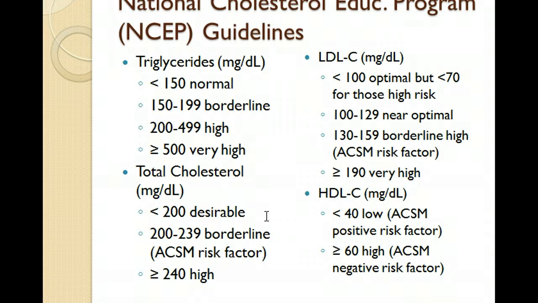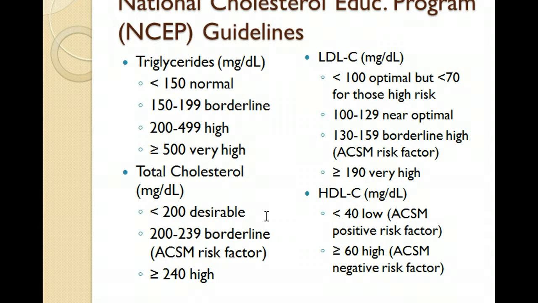HDL cholesterol, the good cholesterol: less than 40 can be a low-HDL ACSM risk factor, and a lot of it has to do with genetics. But greater than or equal to 60 milligrams per deciliter is a negative risk factor for heart disease.